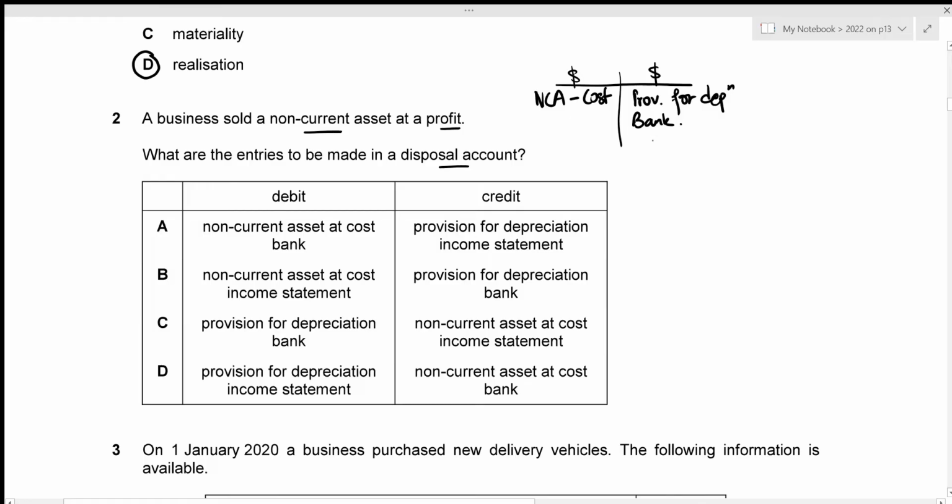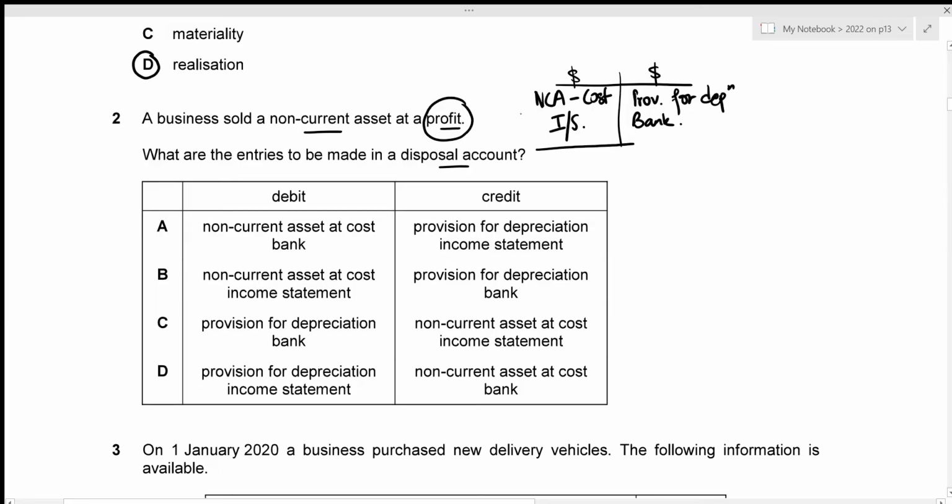And the last thing that we need to record is the profit or loss on disposal. And in this case, we are told that we sold the non-current asset at a profit. And the profits are always recorded on the debit side in case of disposal account. And since we record this profit in our income statement, the heading under which it will be recorded in our disposal account is also going to be income statement. So these are the entries to be made in a disposal account. So these are the entries we are looking for.